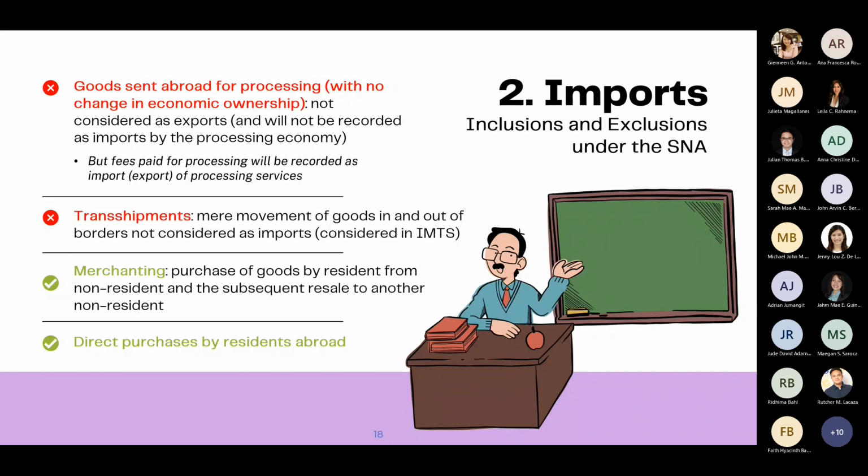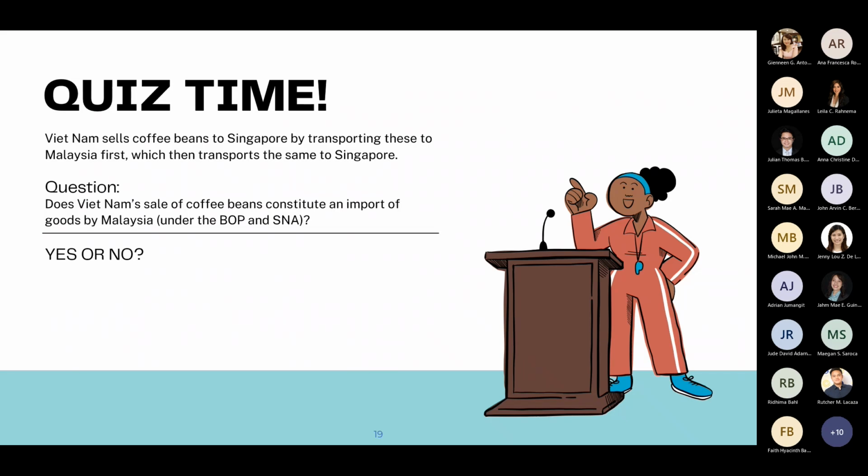Okay. So another quiz is on the way. I hope everyone's able to pay attention to the details that I shared earlier. This is a question related to imports. Vietnam sells coffee beans to Singapore by transporting these to Malaysia first, which then transports the same to Singapore. Question: does Vietnam's sale of coffee beans constitute an import of goods by Malaysia under the BOP and SNA? Yes or no? Okay, also on my go signal, please do type in your answers. Okay, and go.